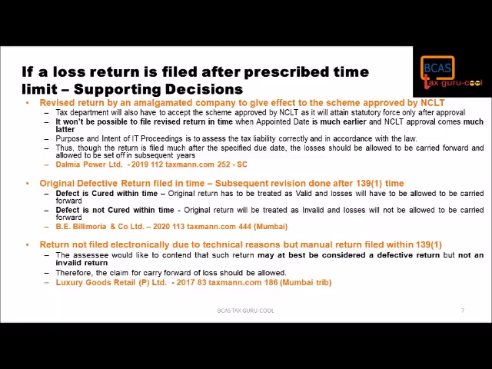Then going further to another exception, the losses under the head house property, unabsorbed depreciation allowance and specified capital expenditure would be allowed to be carried forward even if the return is not filed in time. And these propositions were also confirmed in the case of Govind Nagar Sugar Limited in the year 2011, and also in the case of Infotech Limited in the year 2012 by various high courts.